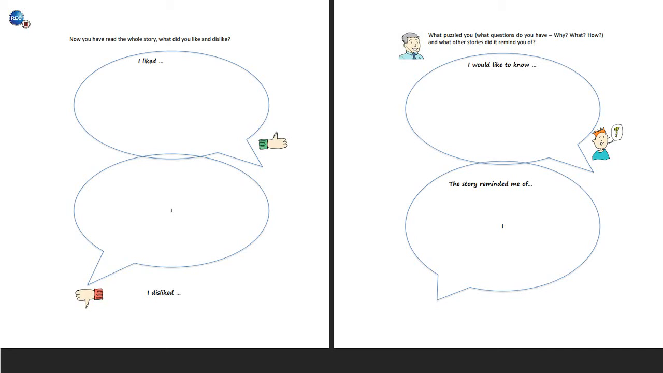Once you completed I liked and I disliked, I want you to move on to the next page and think about what puzzled you. So what questions do you have? It might be, why did there have to be a consequence for the wish? Why couldn't there just be something good? Does it remind you of any other stories where someone has wished for something and there's been a consequence?